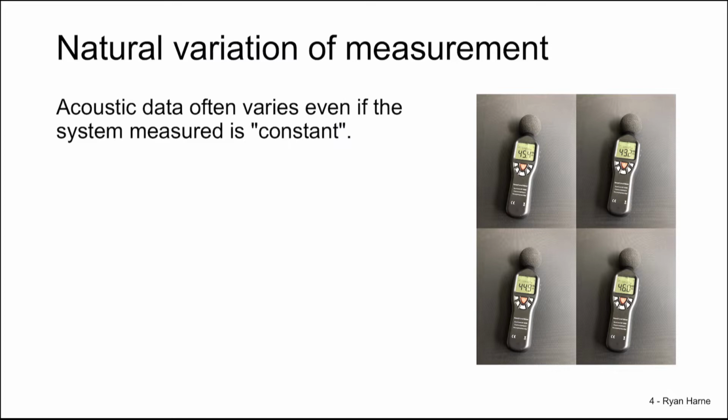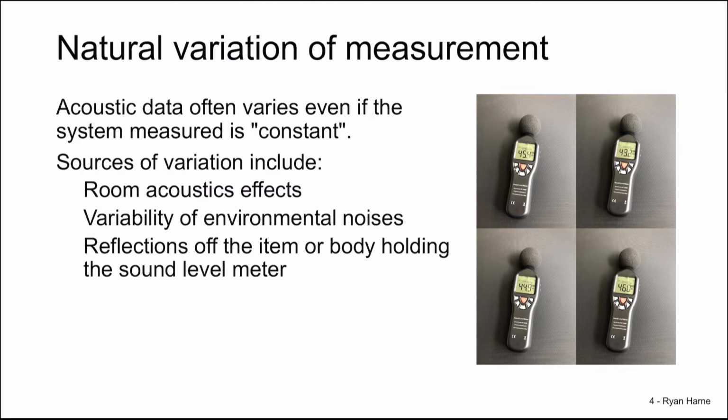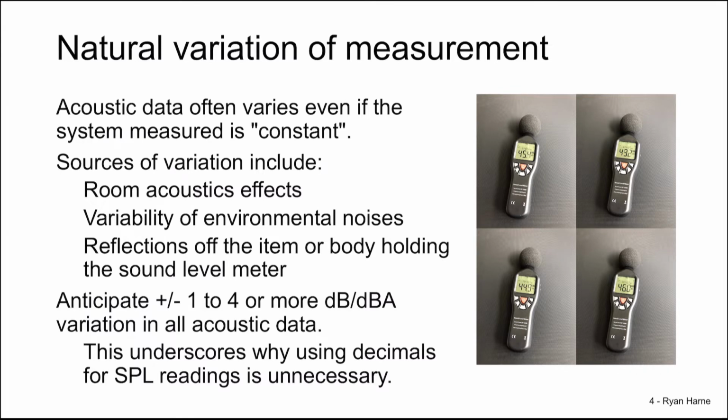There's natural variation in measurement of acoustic data. Even when we think the environment is constant, the data that we'll report from sound level meters or even laboratory grade microphones, it varies. It's due to room acoustics, environment, the HVAC, the air flow, reflections off of bodies, even holding the sound level meter. So let's anticipate between 1 to 4 decibels or dBA variation in all acoustic data.